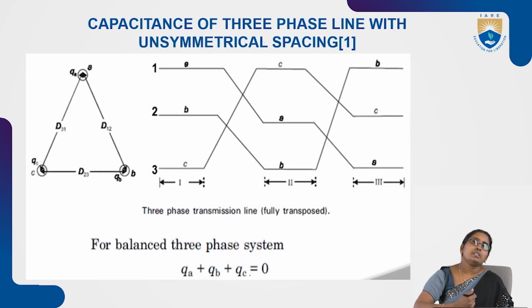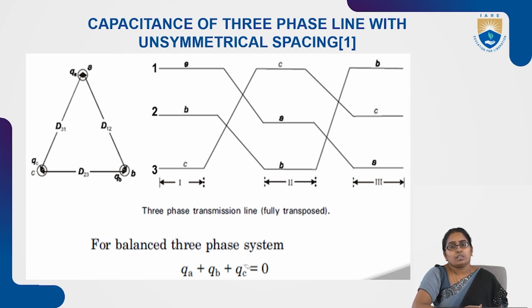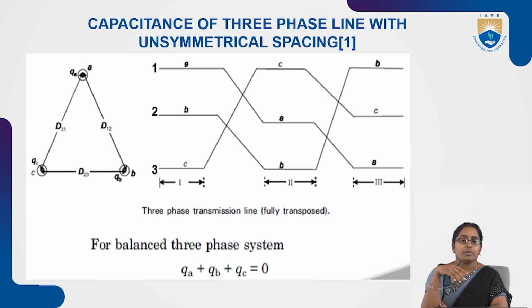Next, another case. If we consider a three-phase line with unsymmetrical spacing, unsymmetrical spacing means, as we know, the distance between the conductors is not the same. It is unequal. That is called unsymmetrical spacing. So if that is the case, the same thing we have seen, when the three phase line with unsymmetrical spacing is there they implement the transposition concept.